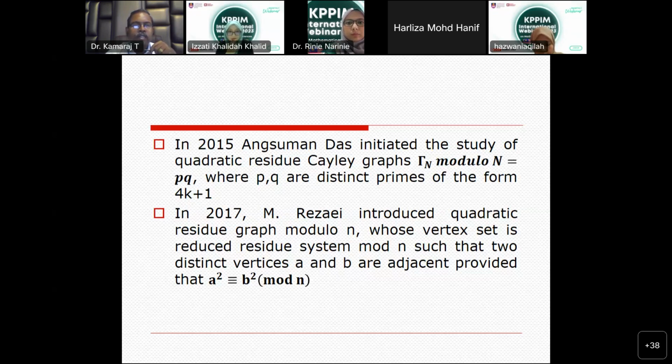So in Raza's paper, two adjacent vertices have a feature that a square should be congruent to b square under modulo n, where a and b are the labels of the vertices. So when we have an edge between two vertices, this condition is satisfied: a square equals b square under modulo n, where a and b are the labels of the vertices.